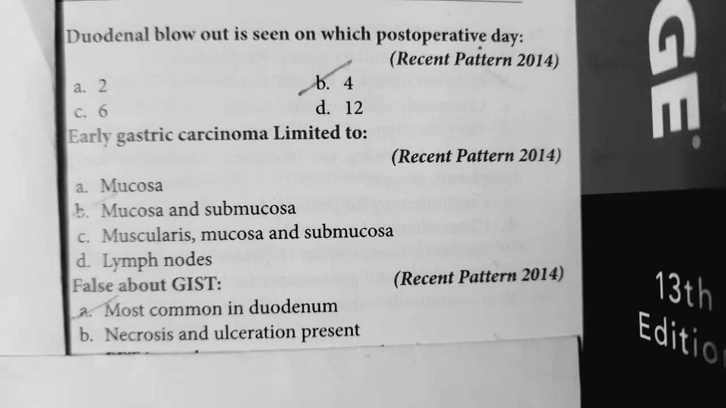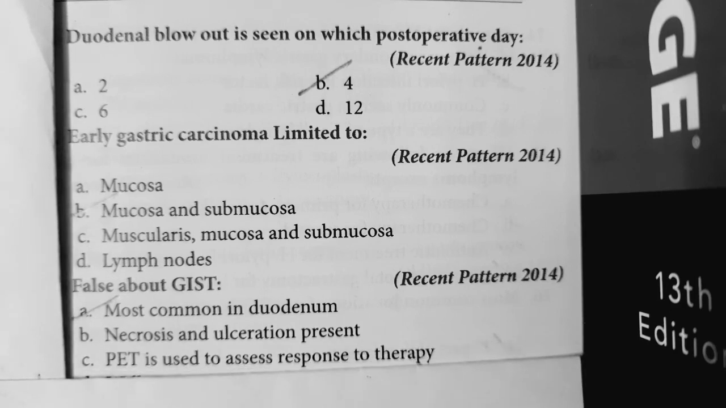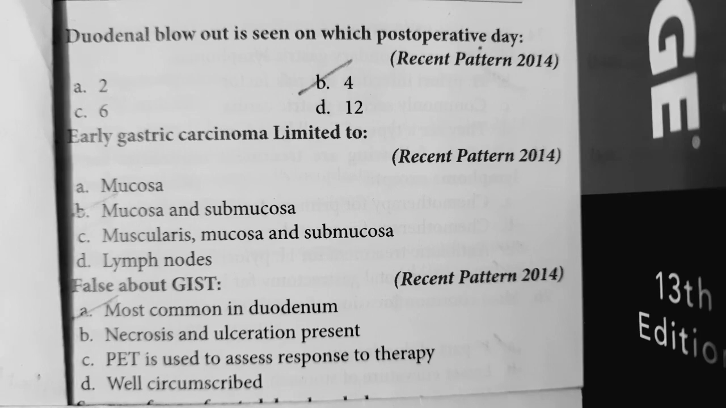Then, in gastrointestinal stromal tumor, necrosis and ulceration is present. True. PET scan can be used to assess the response to therapy. True. Well circumscribed lesion. Yes, true. This PET scan is used to assess the response to therapy with imatinib mesylate. Right. Then, question number 4.